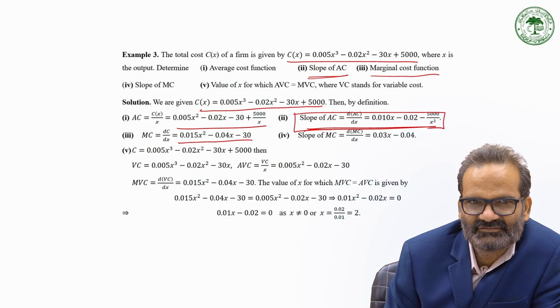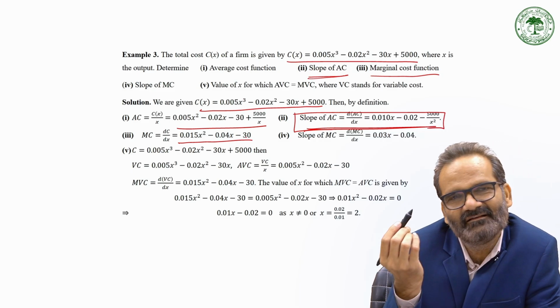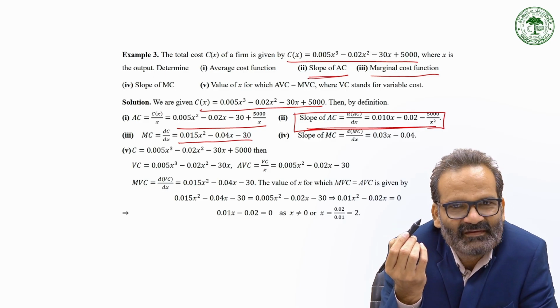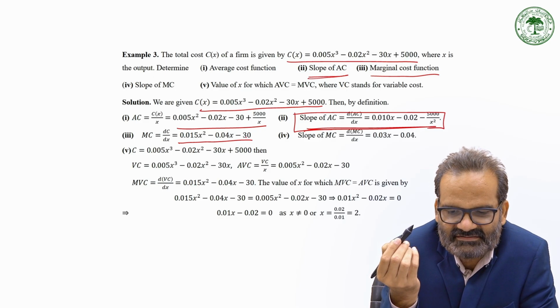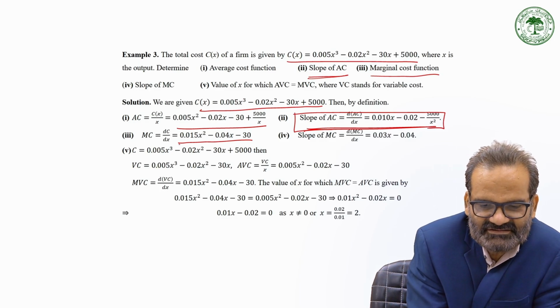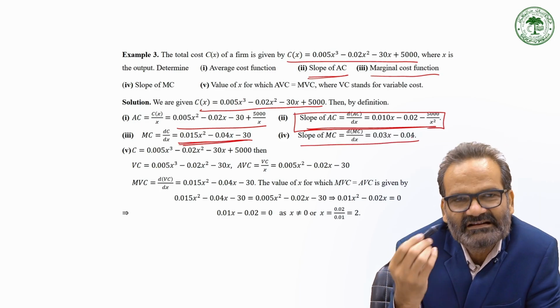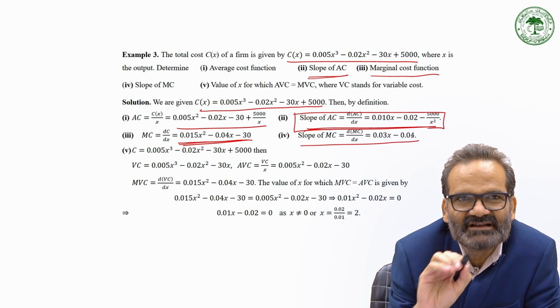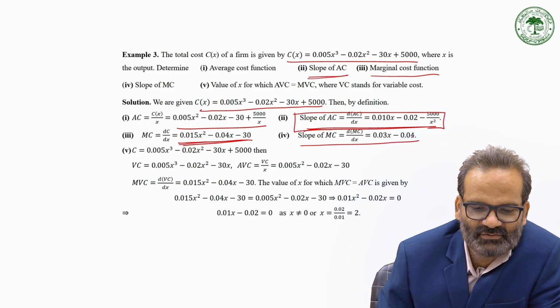The fourth is the slope of MC, marginal cost. Again, slope means simply that the derivative represents the slope of any function. So if this is your marginal cost function, then its derivative will represent its slope. Find its derivative and you will get its slope. The slope comes out to be 0.03x minus 0.04.